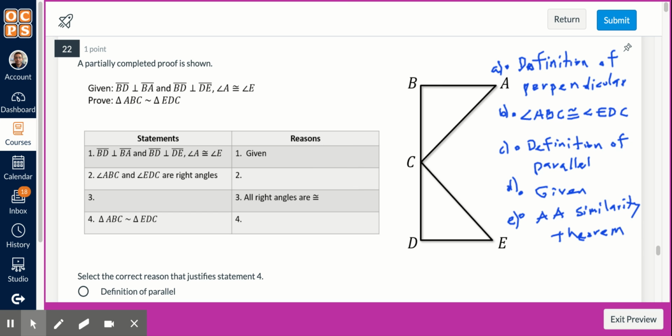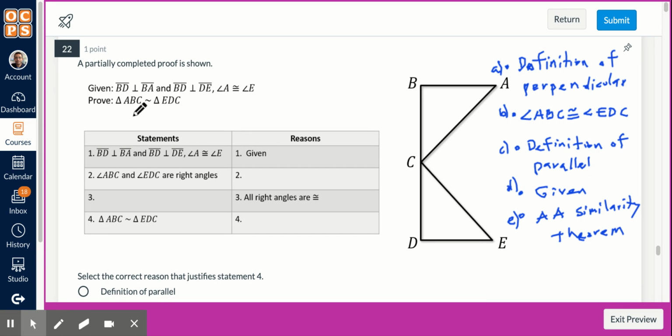Okay, so let's work on question number 22. The statement is a partially completed proof is shown. So this is the proof that we need to complete. This is the information that they're giving me, and this is the question they want me to prove.